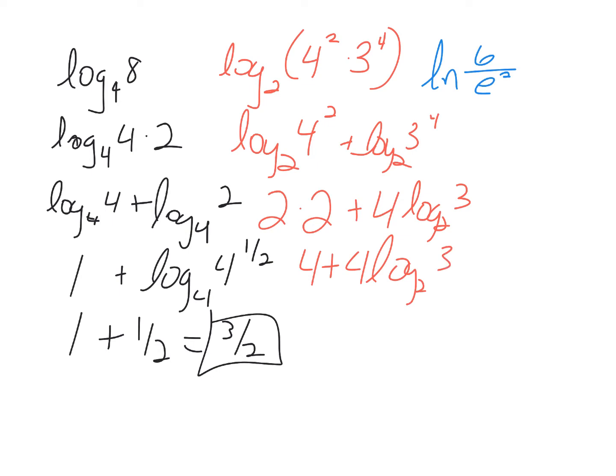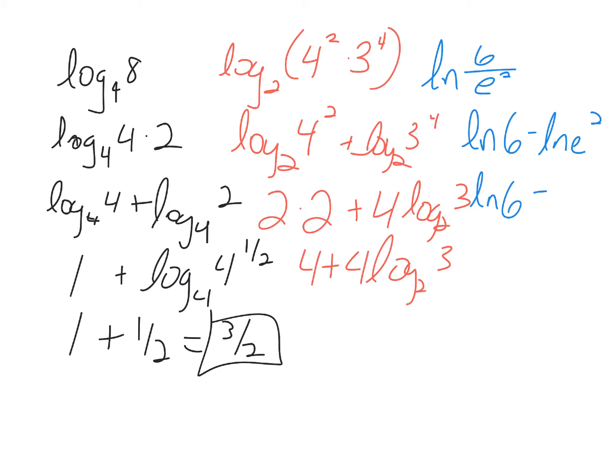And finally, in blue, division, that means subtraction. So ln of 6 minus ln e to the second. Ln of 6 does not turn out to be anything nice. The only thing that would be nice as far as a simple number would be ln of 1, because ln of 1 is 0. So I'm going to keep ln of 6 as is.